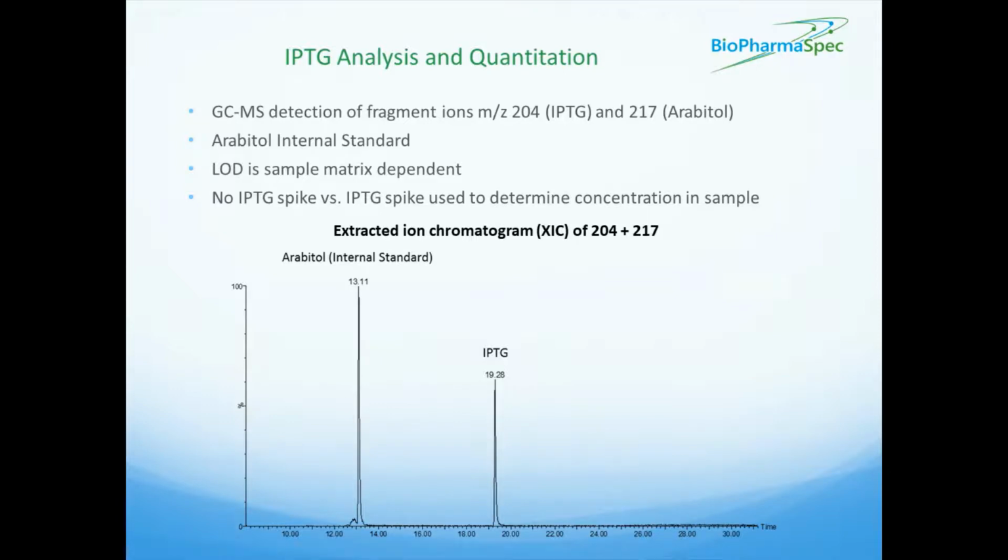And that's a peak for an internal standard, arabitol. And we spike this internal standard at an equal concentration in all of the samples that we test. The reason that we do this is to demonstrate that our sample preparation is working properly and consistently, and to account for run-to-run variability. As far as the run-to-run variability goes, all you really need to understand is that it's important to account for this to improve the overall accuracy of the IPTG concentration estimate.